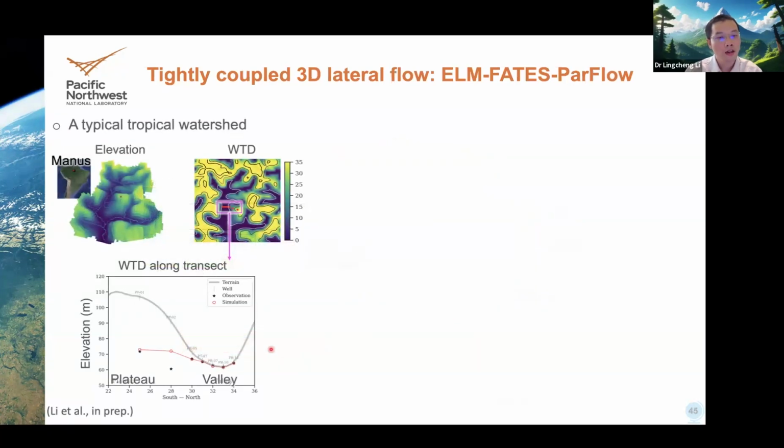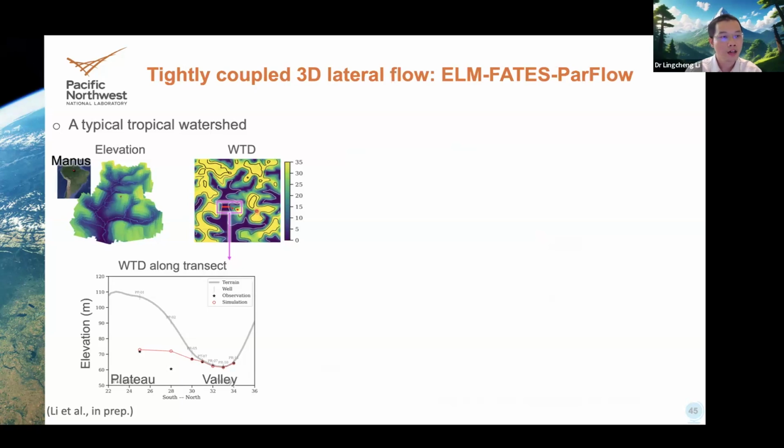And then we tested this, we applied this model to a typical watershed in the central Amazon. This is the simulated water table depth. One color is deeper water table depth, green color is shallow. So you can see how the water table depth follows the terrain patterns.